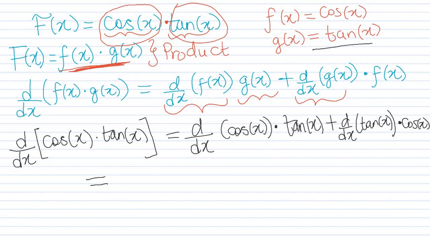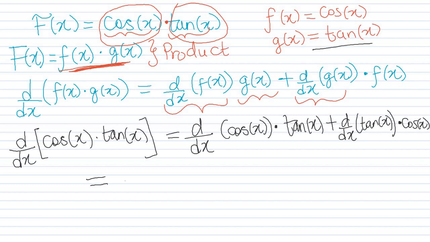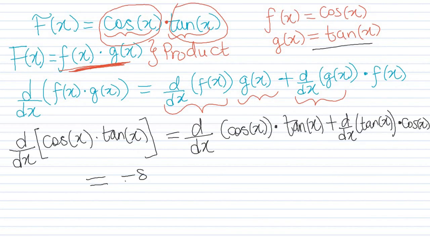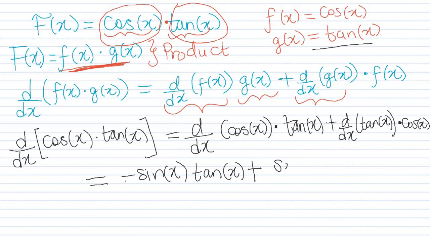So now we know the derivative of cosine x, what did we get that to be? The derivative of cosine x is negative sine x, not just sine x, negative sine x. So we put negative sine x here, right? Then we have tan x that is multiplied by that. So we have that plus, what is the derivative of tan x? The derivative of tan x would be secant square x. So we're going to have that here, secant square x, right? And multiplied by cosine of x.